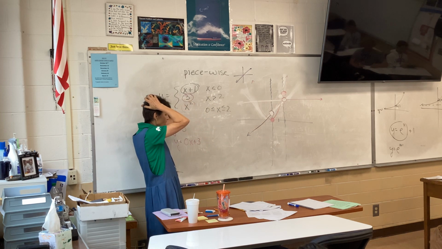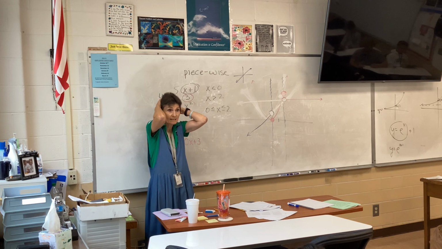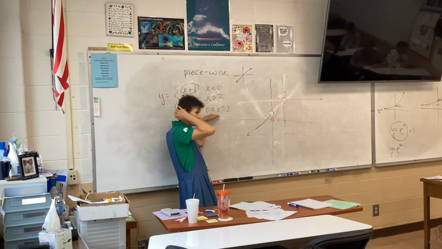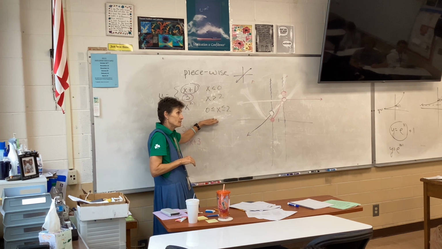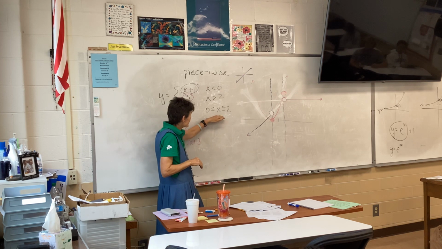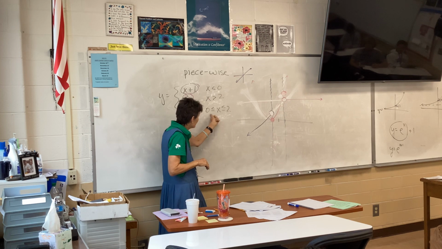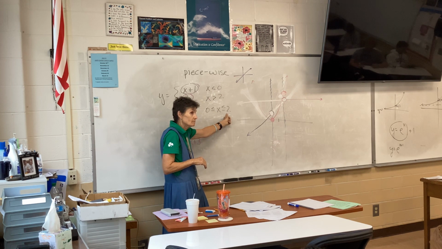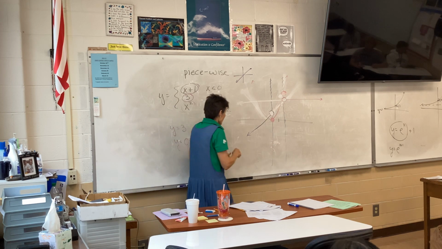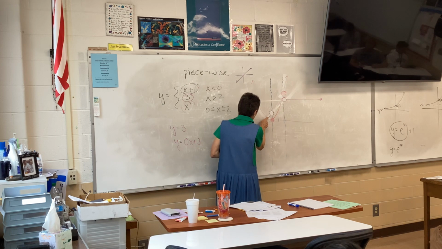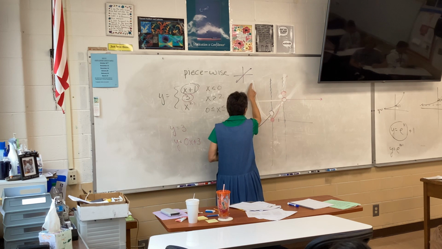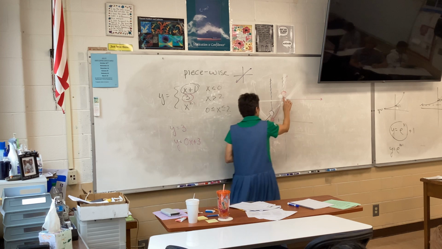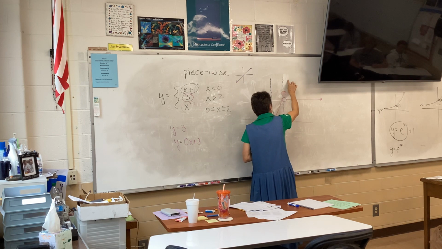Well, there's a lot going on. Now I have to figure out what to erase. This tells me what to keep. Doesn't this say to keep the part in between 0 and 2? So I'm gonna get rid of all of this over here, and all of this up here.